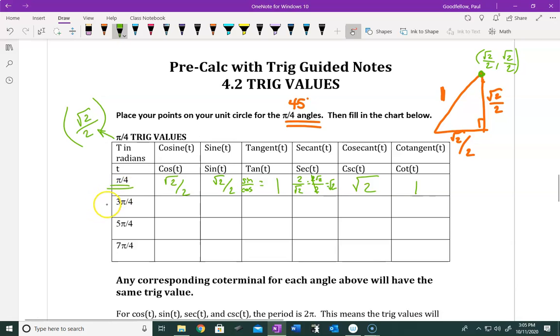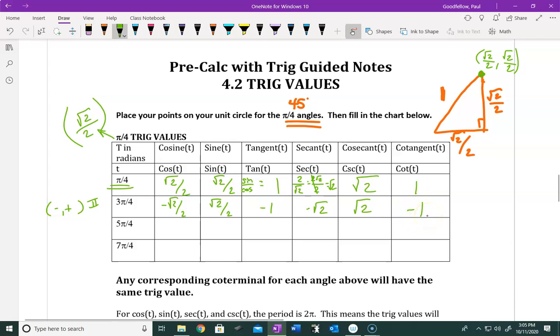Now, remember that when we move into the second quadrant, the coordinate that you're dealing with is going to be negative and positive. That would be helpful in determining what the answers are for sine and cosine as we go down the list. Cosine would be negative root 2 over 2. This would be root 2 over 2. This one over that one would be negative 1. These would be reciprocals, but they'd change their sign. So negative root 2, that would be positive root 2. And this would be the flip over of that, which would be negative 1 as well.